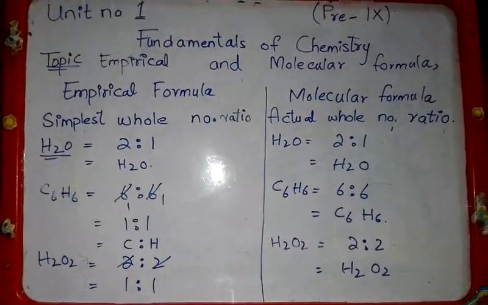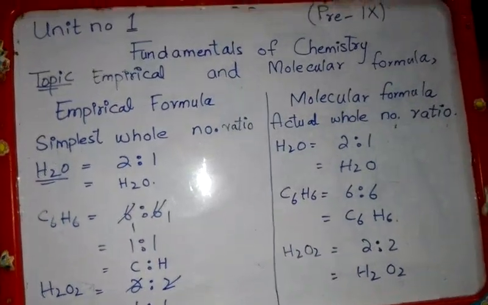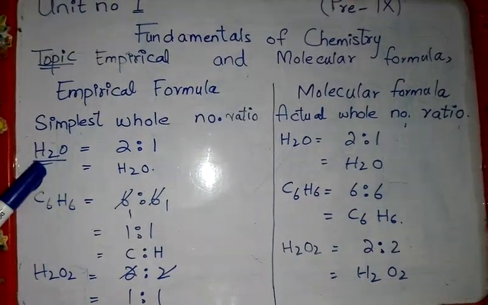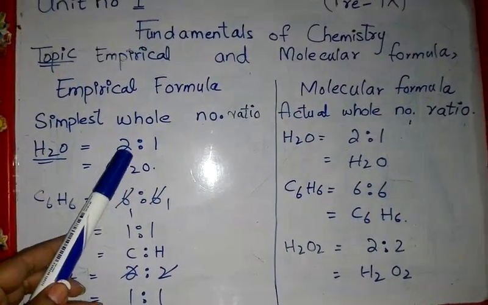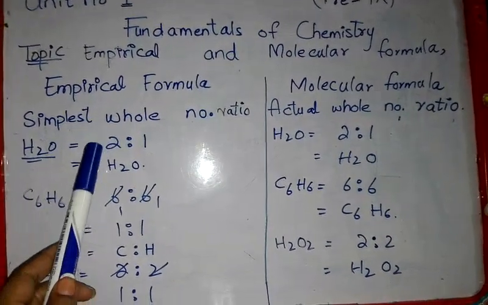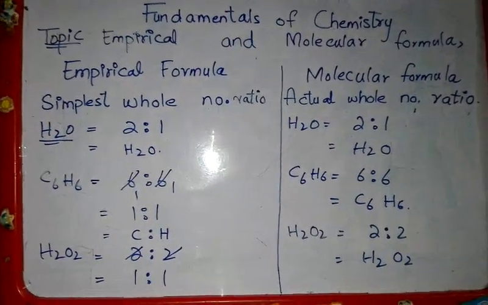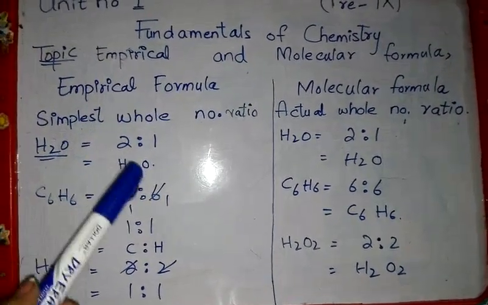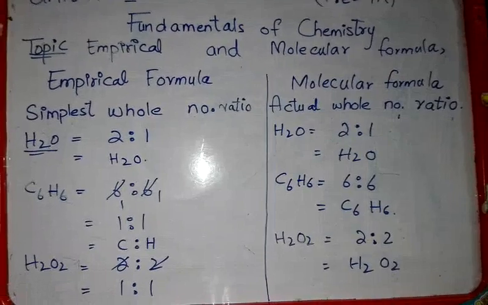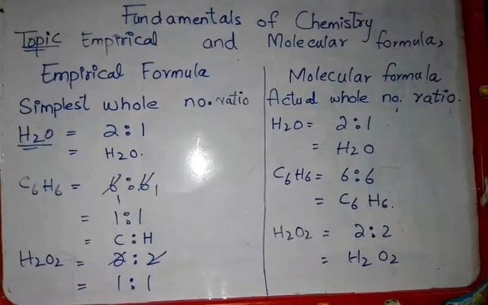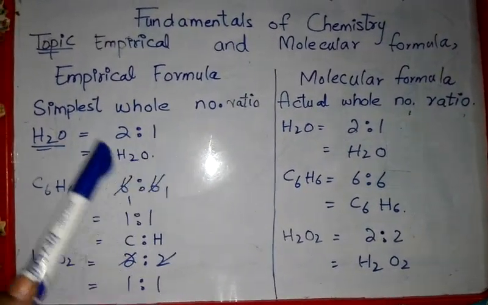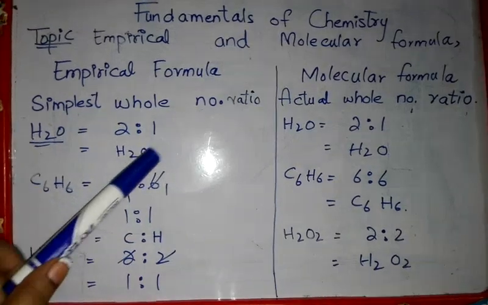Let me elaborate it more with examples. For example, for the empirical formula, H2O is the formula of what? H2O means water. So there are 2 atoms of hydrogen and 1 atom of oxygen. Can we divide 2 and 1 further? No, because one is an even number and the other is odd, right? We can only cut if both the numbers are even or both the numbers are odd. As we cannot cut them, we write it like that, 2:1. So the empirical formula of water is H2O.